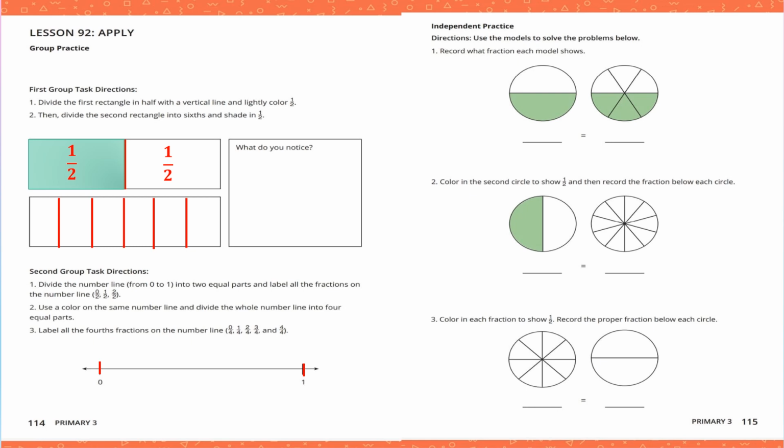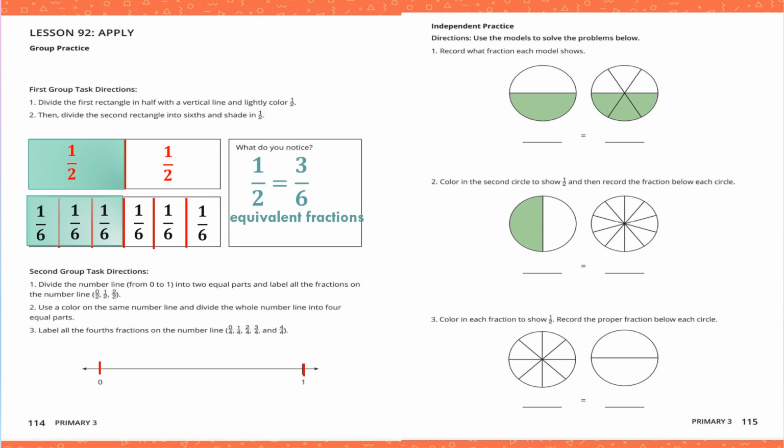Okay, and each part is called 1/6. So I need to color or shade 1/2. So I will shade 3/6. 1, 2, 3. What did you notice here? 1/2 equals 3/6, and that means equivalent fractions.